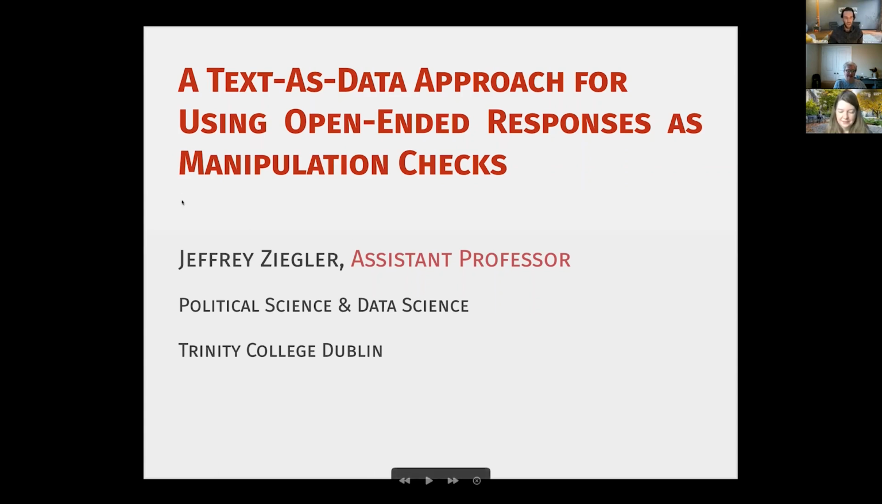So I know that's a lot of technical jargon, but basically what I want to walk through is, one, why you would want to use an attention check at all in an experiment, and then what are the traditional ways that we have to measure attention, and then what are some benefits of maybe using an open-ended response instead of closed-ended responses.